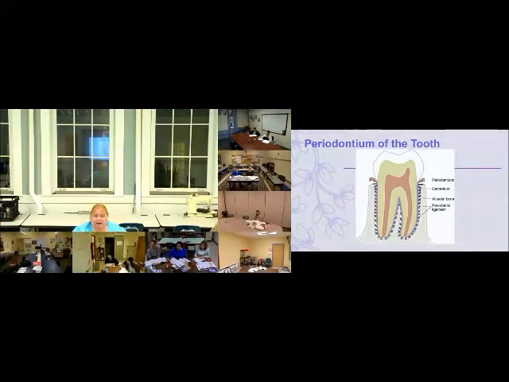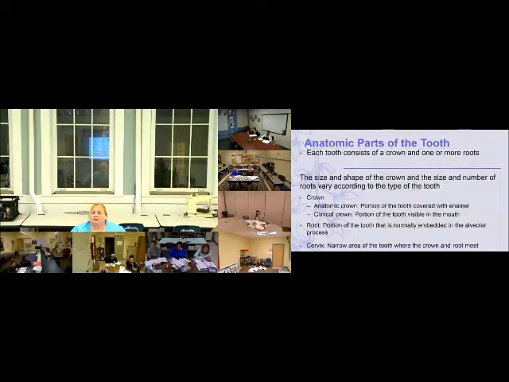And just another way of looking at it, some different colors without all the lines and confusing names, right? Okay. Each tooth consists of a crown and 1 or more roots. The size and shape of the crown vary, and the size and the number of the roots vary according to the type of tooth. The part of the tooth that is covered with enamel is called the anatomic crown. But the part of the tooth that we can see in the mouth is called the clinical crown. And the clinical crown may include enamel and root surface.